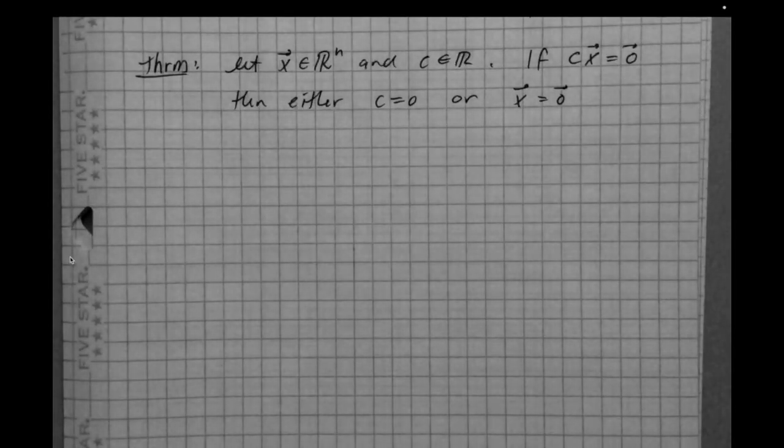So what this is basically saying is if you have a scalar and a vector and you multiply them together, and the scalar multiplication results in a 0 vector, then either the scalar is 0 or the vector is 0. There's no other option. So this is going to be important for what comes forward. We'll need to be able to know that when that happens, either the scalar is 0 or the vector is a 0 vector. So let's prove this.